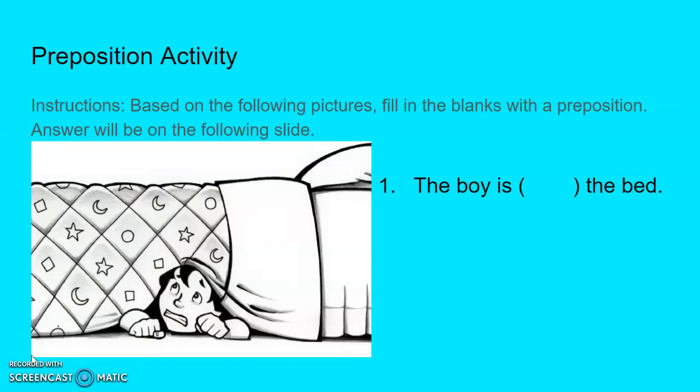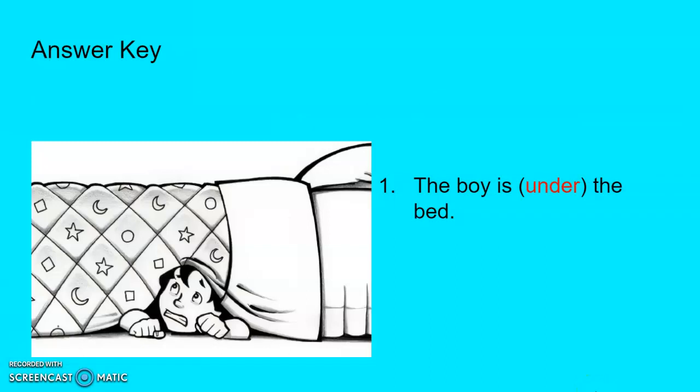Let's do a little practice. So on the following slides, I'll show a picture and a sentence with a blank on it. In the blank, you're going to fill out the preposition that you feel like best fits the picture to your left. So first here, we have the boy is blank the bed. Remember, you're going to fill the blank out with the preposition that you feel best fits the picture. This one is the boy is under the bed, under being the preposition. As you can clearly see in the picture, the boy is hiding under the bed.